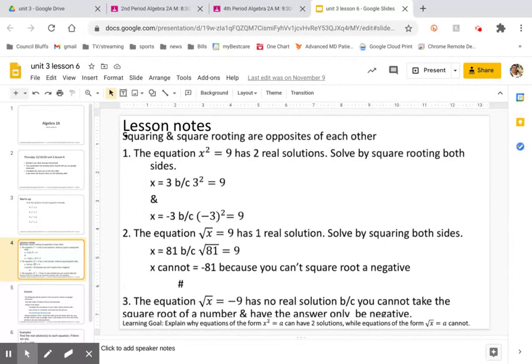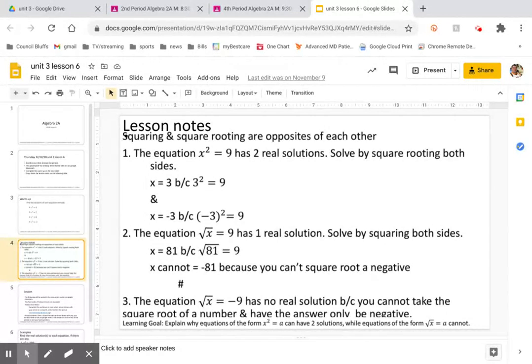But it could also equal -3 because if I square -3, it's also equal to 9. But if I change the equation, like in number 2, if I made it the square root of x equals 9, that equation would only have one solution. Okay? All right. How would I get rid of the square root? Well, the opposite of square rooting is squaring. So I would solve, like it says here, by squaring both sides. So I would end up with x equals 9 squared, which I know is 81.